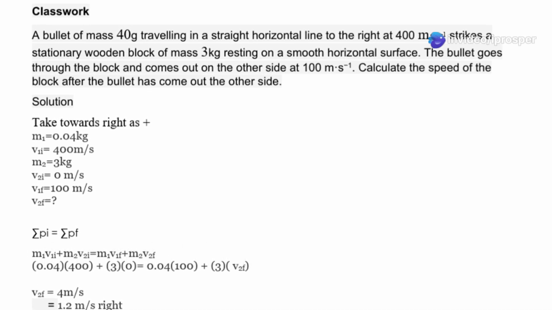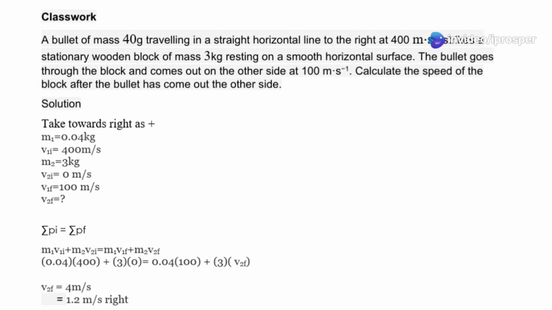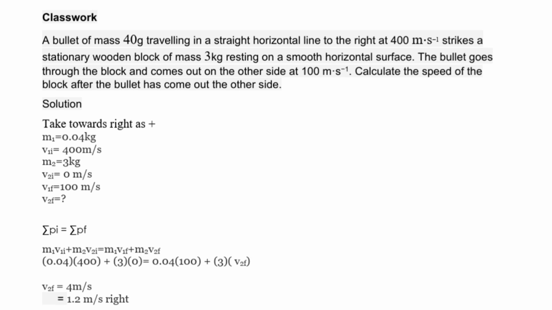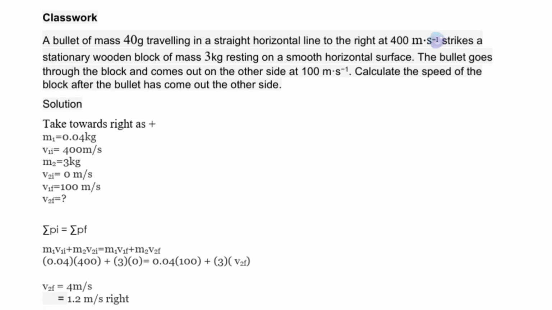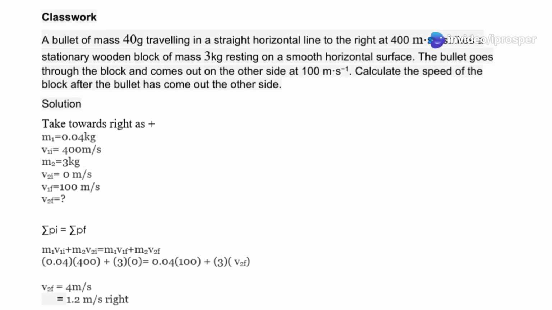Solution. Take towards right as plus. M1 equals 0.04 kilograms. V1 initial equals 400 meters per second. M2 equals 3 kilograms. V2 initial equals 0 meters per second. V1 final equals 100 meters per second. V2 final equals what? Sigma P initial equals sigma P final.